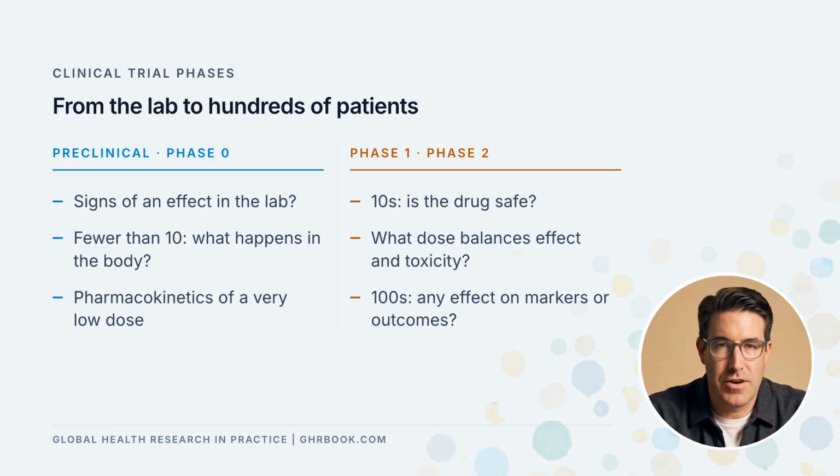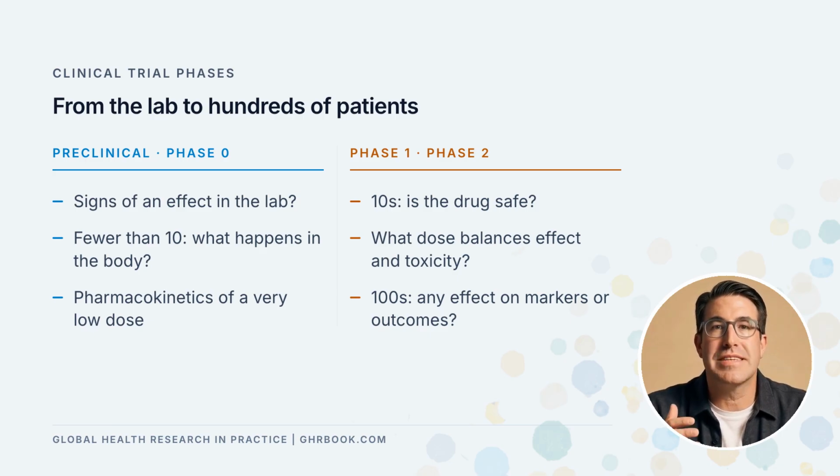In the early phases of drug trials, the objective is to understand how the compound affects the body. What is a safe dose that could be effective? Preclinical research asks, are there signs that the drug candidate will have an effect in the lab? Phase 0 is an optional phase, enrolling fewer than 10 human subjects. What happens in the body, the pharmacokinetics, when a very low dose is administered to human subjects?